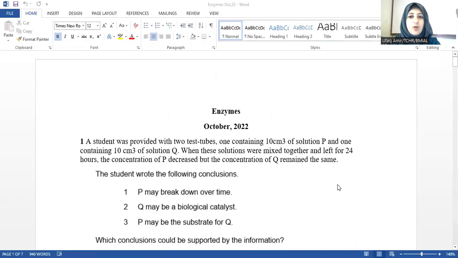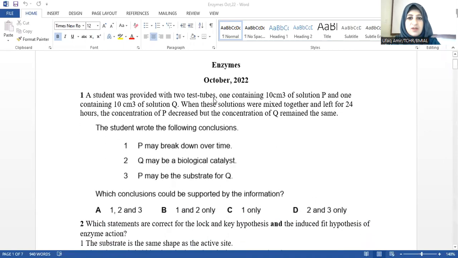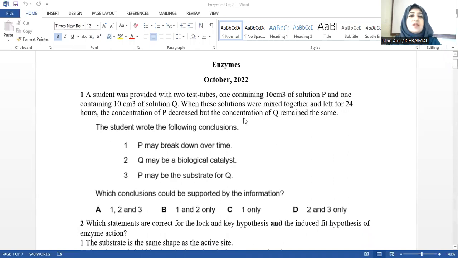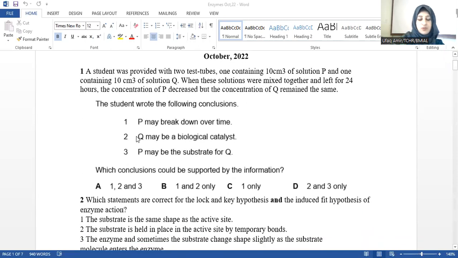Okay, here it is. I hope you can see the screen. These are all the questions from the topic enzymes, MCQs and structured as well, but right now I'm focusing on MCQs because you have your MCQ exam near. So let's start with the MCQs first. Okay, this is the first one.